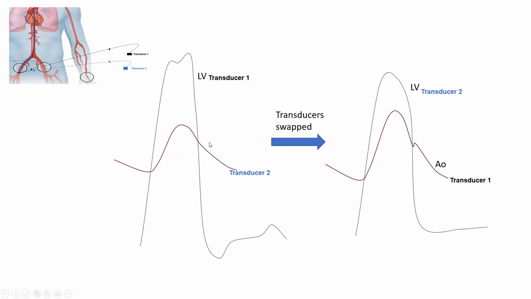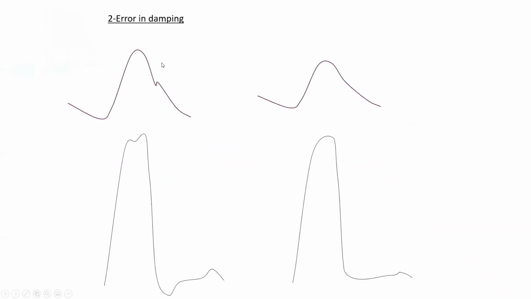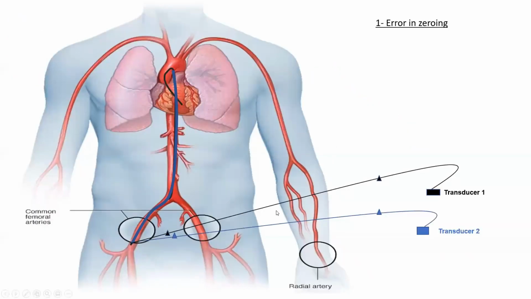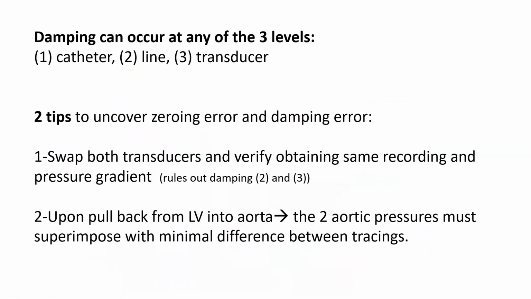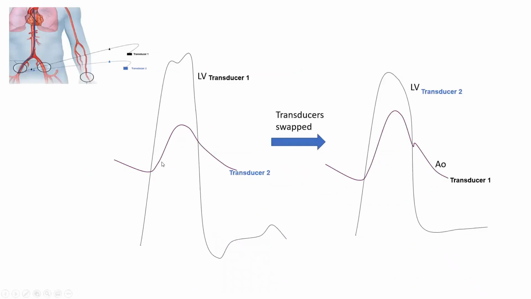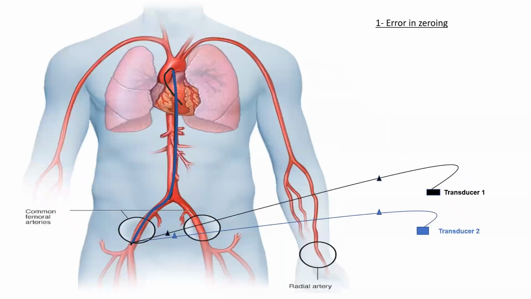Okay. So damping can occur at 3 levels, and it will be unveiled and corrected in several ways. One, whenever you see a tracing like this, the first reaction for you should be immediately to flush your system very well, okay? And to try to reduce the length of the tubing. Those are the easiest things you do. Reduce the length of the tubing, reduce the number of stopcocks, okay? And flush the system well. That's the first thing to do on both transducers.